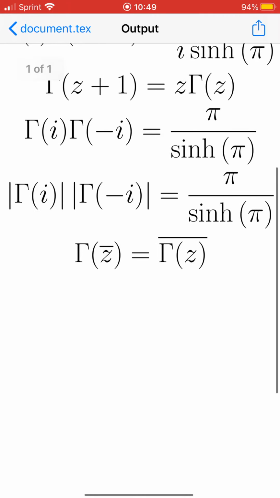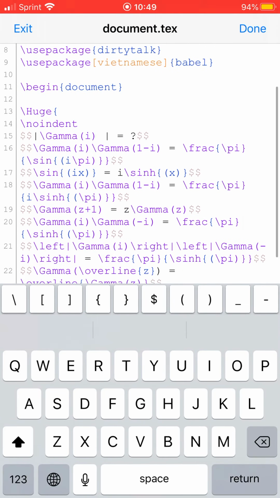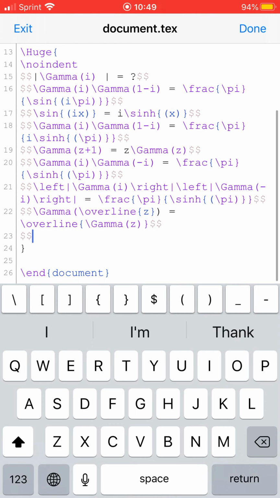Alright, so now negative I is the conjugate of I. So gamma of negative I is the gamma of the conjugate of I. And gamma of the conjugate of I is equal to the conjugate of gamma of I. So gamma of negative I is the conjugate of gamma of I. And we're going to substitute that into the last equation that we got.